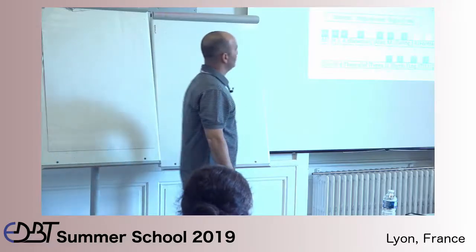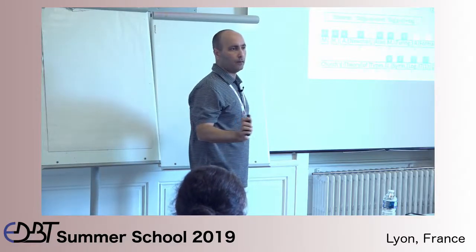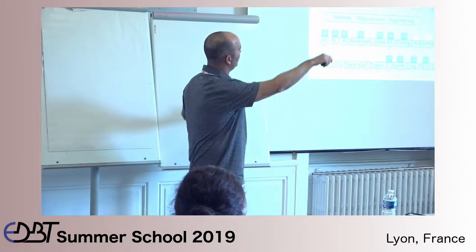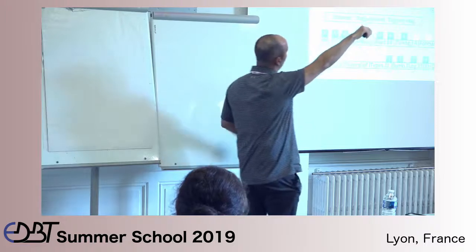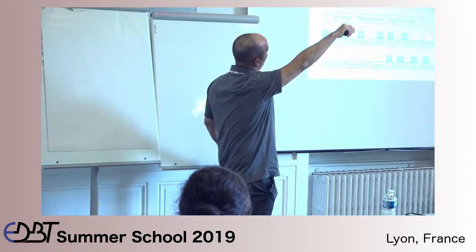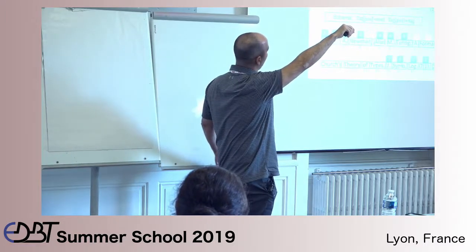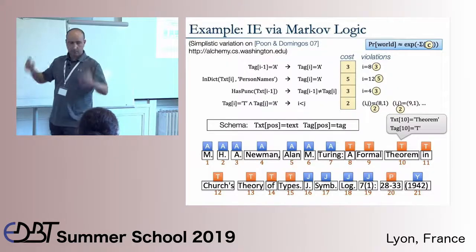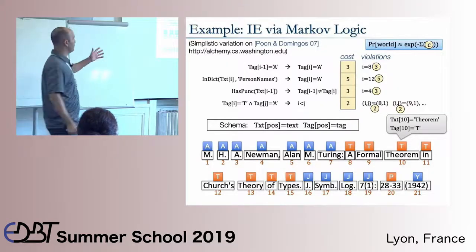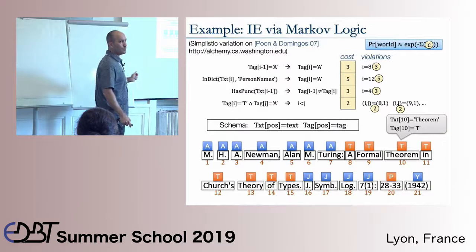So now, this is the idea. The probability of a world is simply the product of the weights of the violations, right? It is the exponent over the minus sum of all of these violations. You just push in all of the weights of the violations, and that determines the probability of your world.